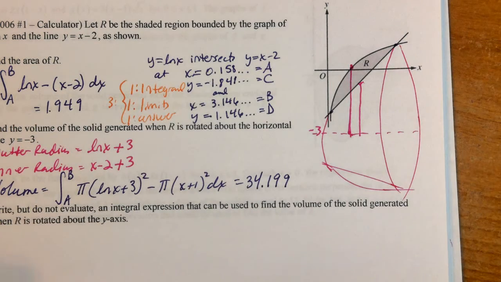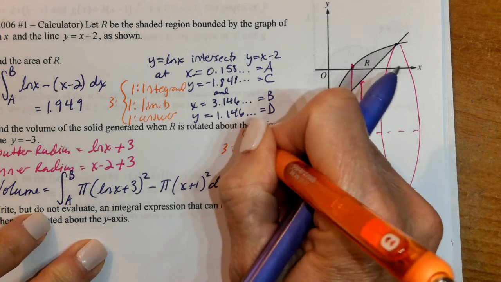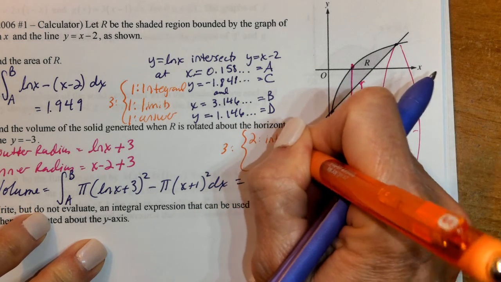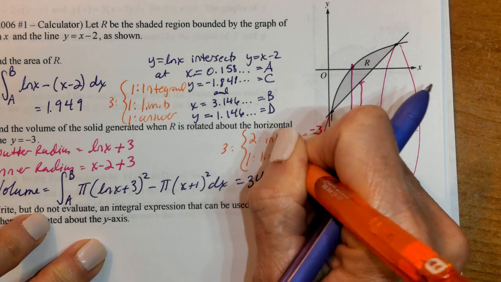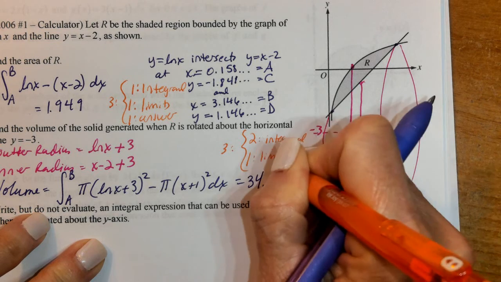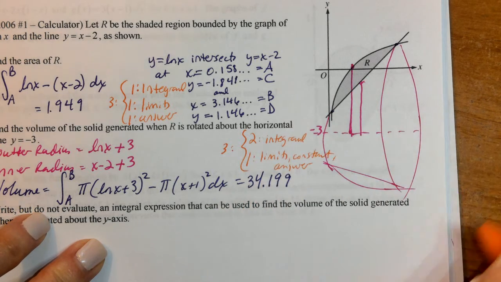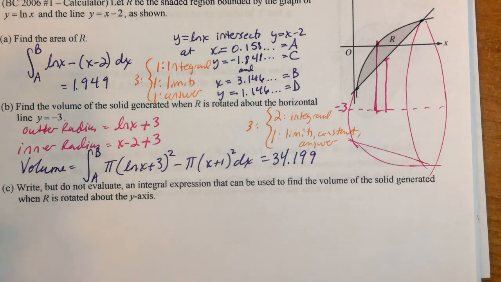This was worth 3 points as well. 2 points for the integrand, 1 point for the limits, constant, and answer. So that's how they scored it that year.